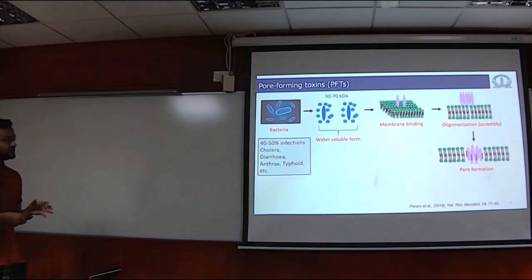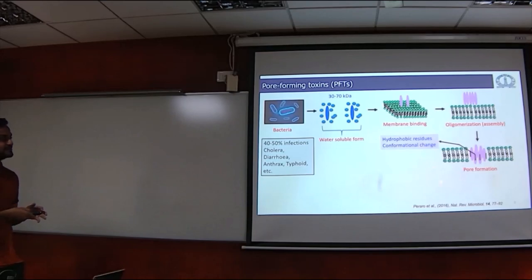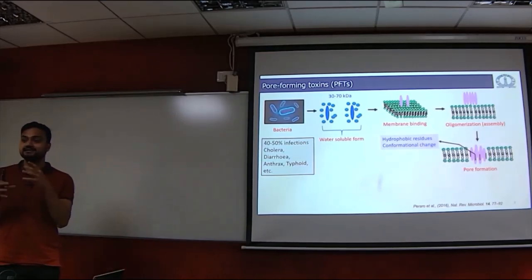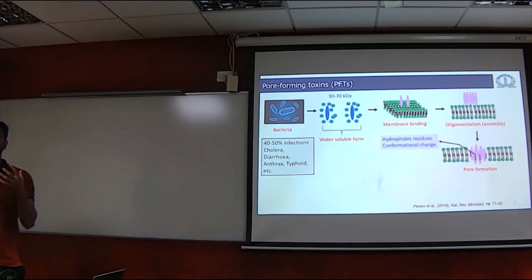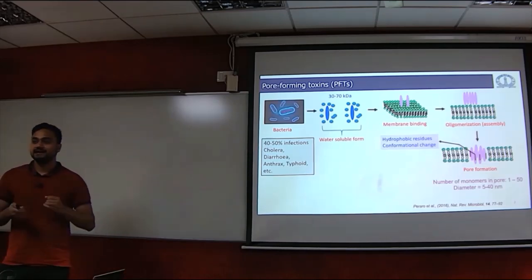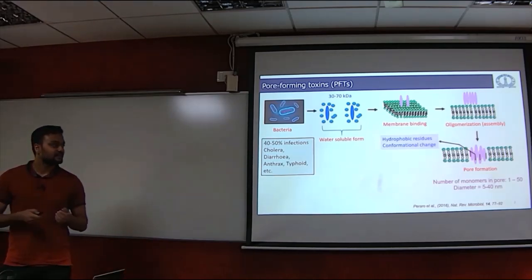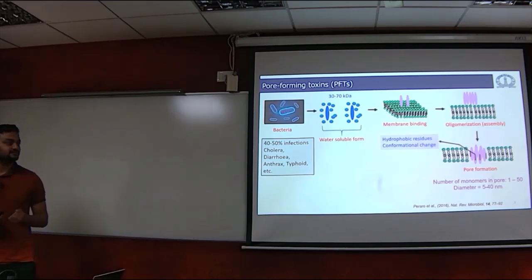And during this pore formation, some of the hydrophobic residues have to make a conformational change, rearrange themselves in order to accommodate themselves in a highly hydrophobic membrane environment, which is the most favorable location for them to be. And this structural change we call a conformational change. The number of monomers in a pore can lie anywhere between 1 to 15, and the diameter of the pore can be 5 to 40 nanometers.